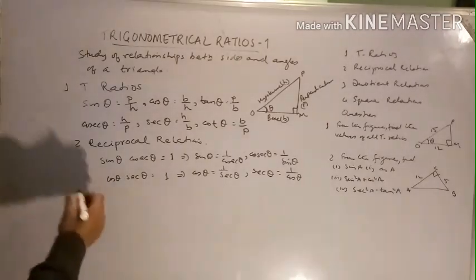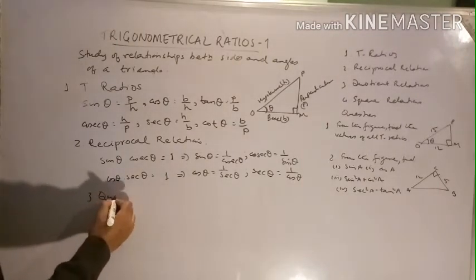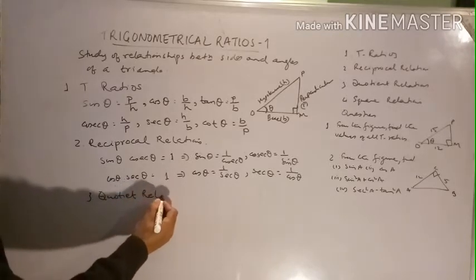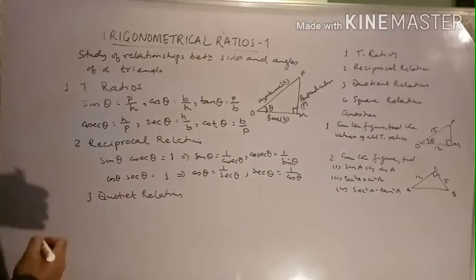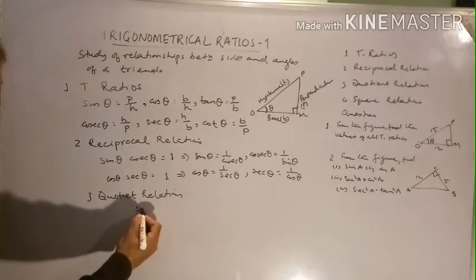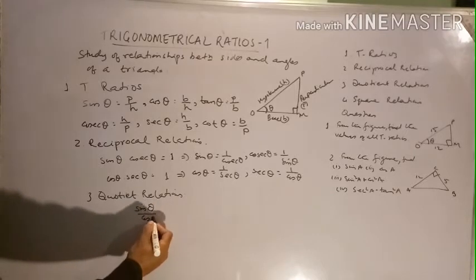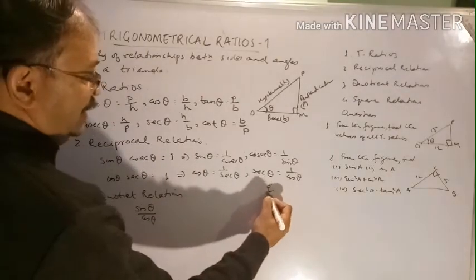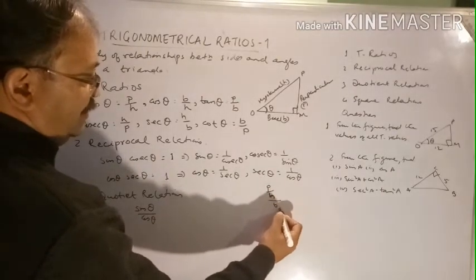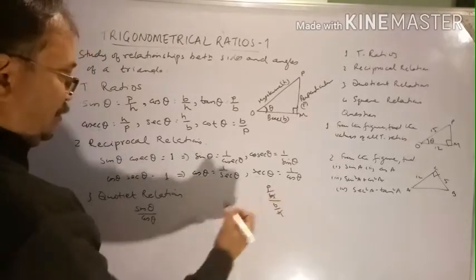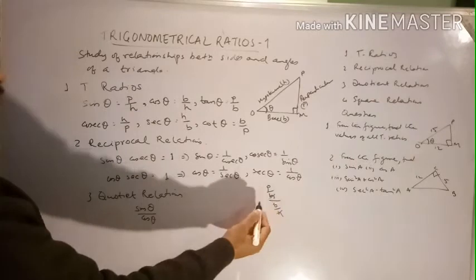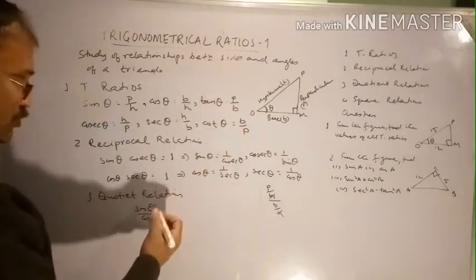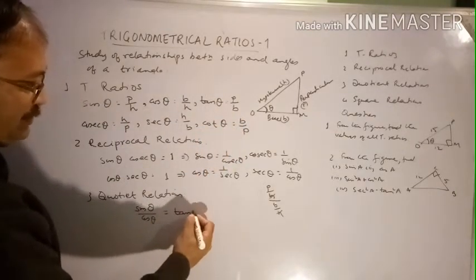Okay, now number 3, quotient relations. Now if you divide sine theta by cos theta, what do you get here? Sine theta is p by h divided by cos theta is b by h. So h is cancelled here, so p by b. P by b is tan theta. So sine theta by cos theta is equal to tan theta.